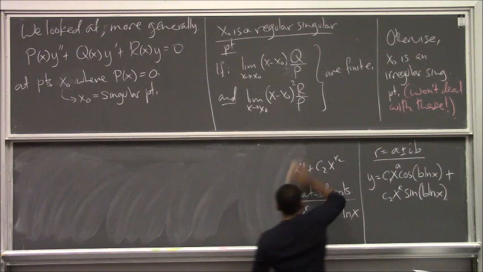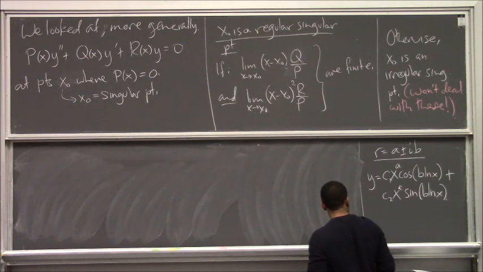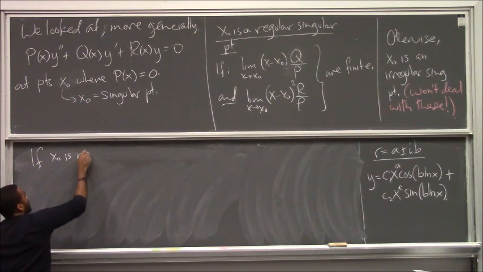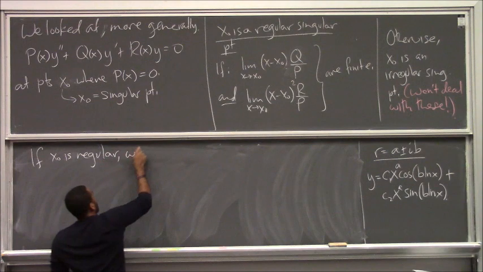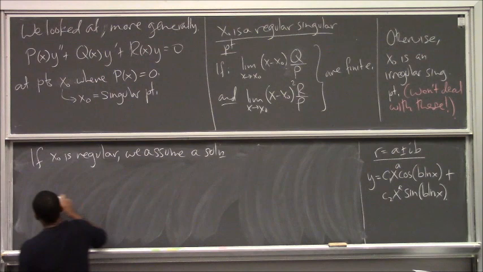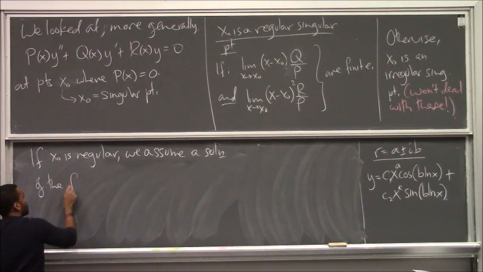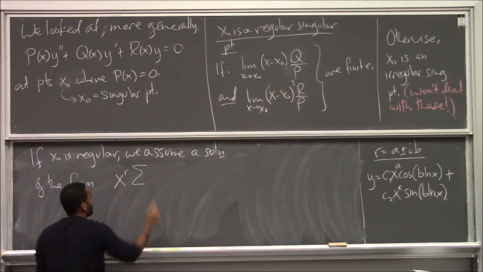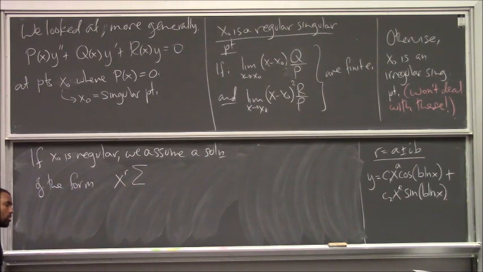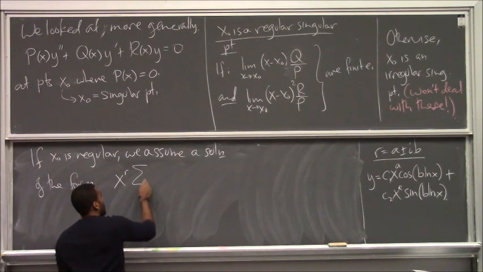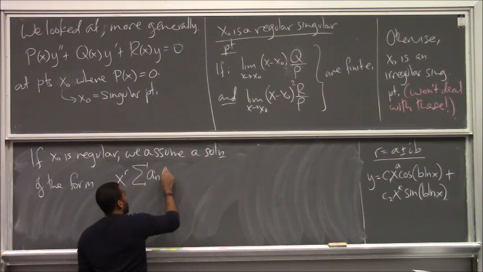Find a power series solution. So now, if x naught is regular, we assume a solution of the form x to the r times some power series function. So like a reduction of order kind of thing. We think of it as a solution times some other function that we can find, and we assume that other function is going to look like some power series.